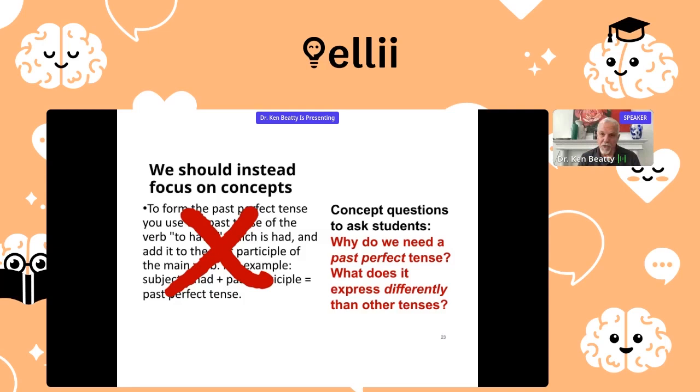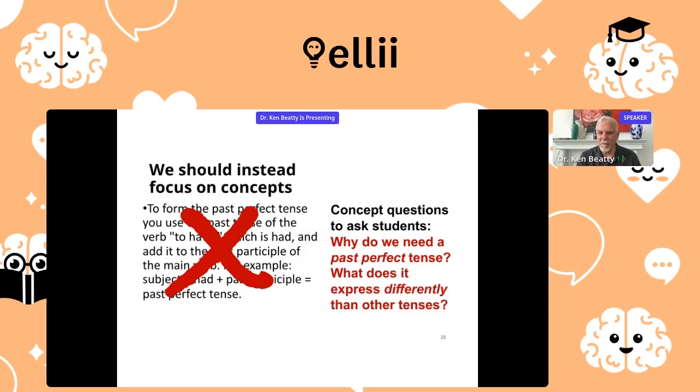So instead, why not ask some concept questions like, why do we need a past perfect tense? What does it express differently than other tenses? What can you talk about with it that says something a little bit differently? If you ask students to figure that out and develop that reason themselves, they have the motivation to learn the tense, not necessarily the complicated rule, but they'll learn the tense.